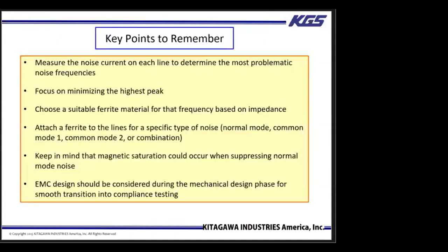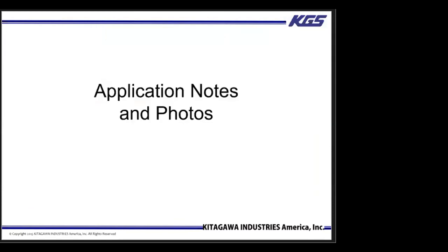So based on what we have talked about, we would like to point out a few key points for you to remember. Measure the noise current on each line to determine the most problematic noise frequencies. Focus on minimizing the highest peak. Choose a suitable ferrite material for the specific target frequencies. Attach a ferrite to the lines for a specific type of noise, either common mode number 1, common mode number 2, or the combination of both common mode noise, or the normal mode noise. Consider magnetic saturation could occur when suppressing normal mode noise.